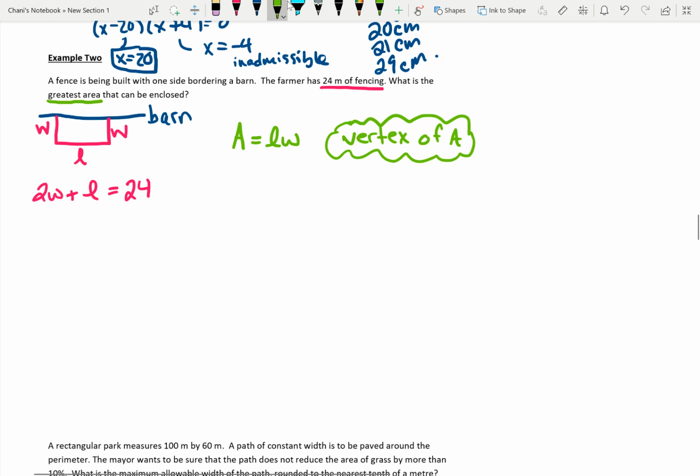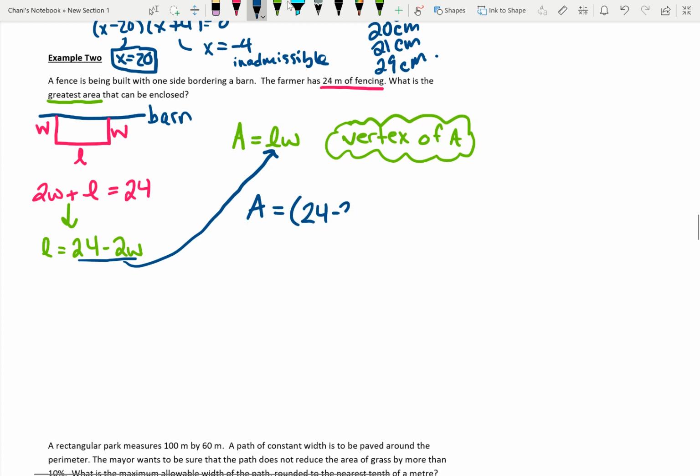So instead of having length and width, I'm going to use this relationship here to rewrite length as 24 minus 2w. So I can replace this L with 24 minus 2w instead. So this can replace the L here. So my area is 24 minus 2w times w. Now this is a quadratic with only 1 variable, so I can find the vertex.